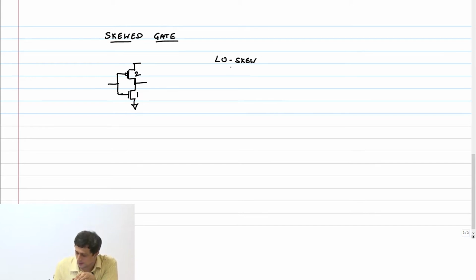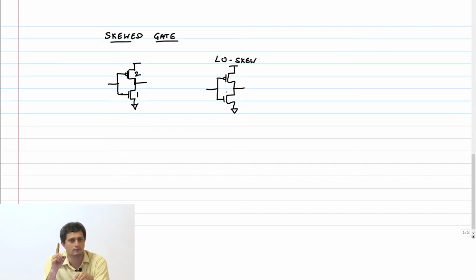So what I'm going to do is the following. I now need to size this accordingly. I will not put the size down right now. So what I want to ask you is, if I want to favor the falling edge, and I want to reduce the logical effort, what should I do?